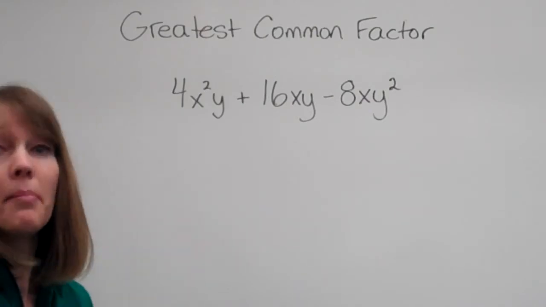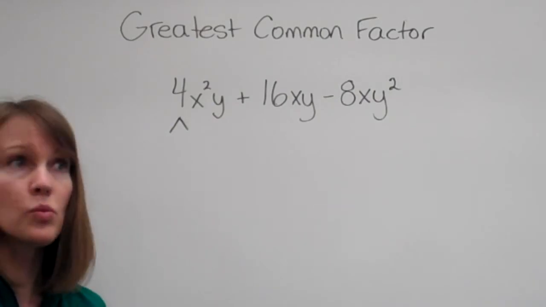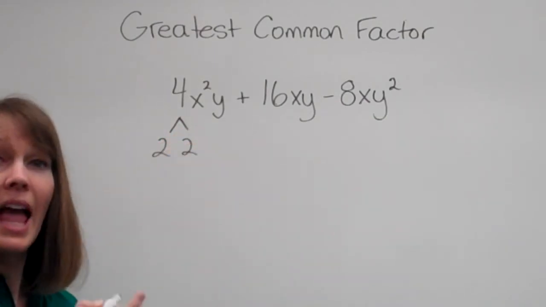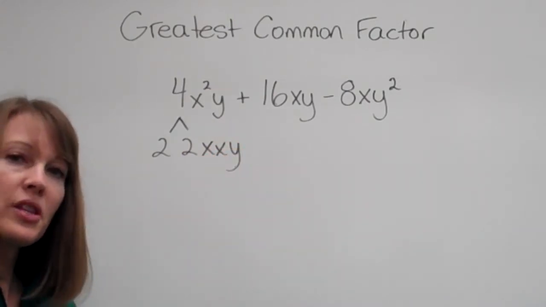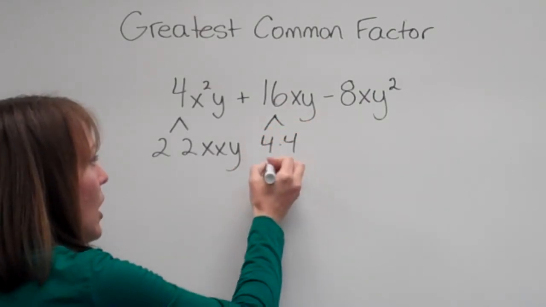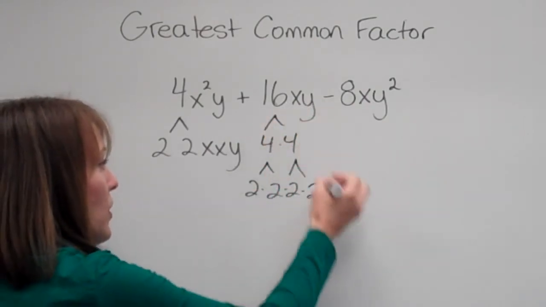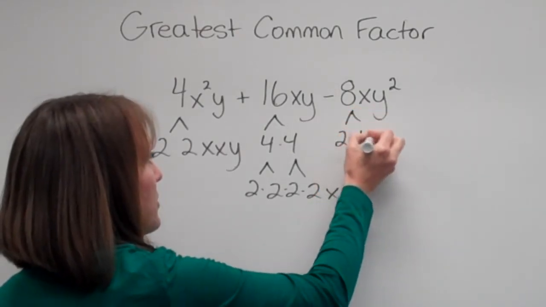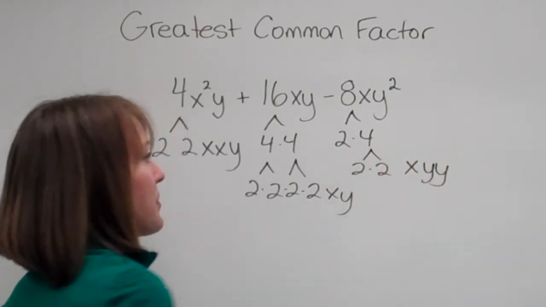So remember, we had done this by doing the trees. So, we're going to break down 4 into its factors. Well, what 2 things do we multiply together to get 4? Well, that would be 2 times 2. X squared broken apart would be x times x. Let's do the same thing for our 16. We can break this down to 4 times 4, which can be broken down to 2 times 2 and 2 times 2, and x and y. And finally, with our 8, this is going to be 2 times 4, which can be broken down to 2 times 2, and we have x and y times y.